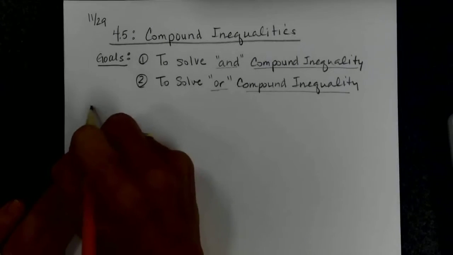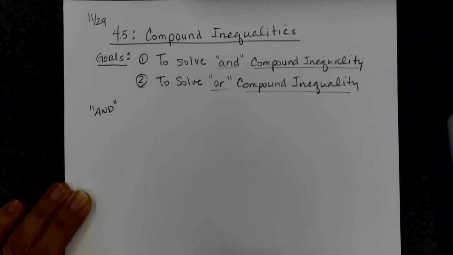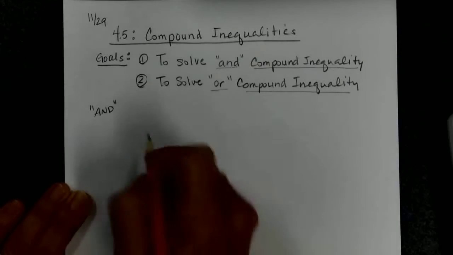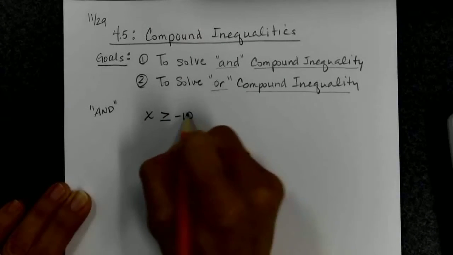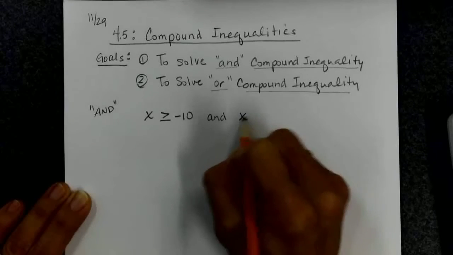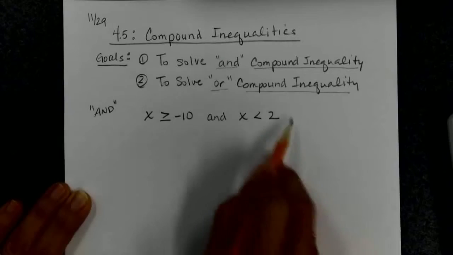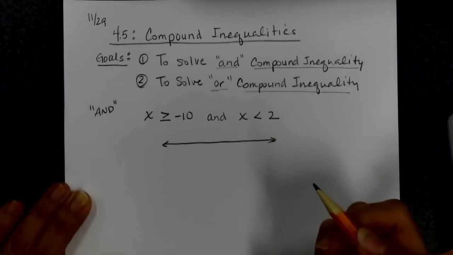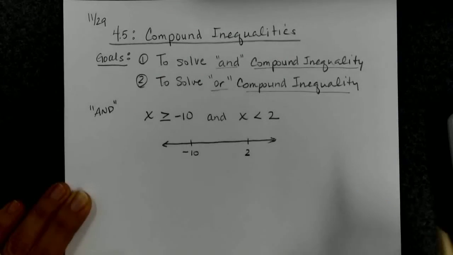So I'm going to start with "and." An "and" compound is when, as you're solving, the solution represents the solutions for both inequalities. So if I have x is greater than or equal to negative 10, and x is less than 2, I want these x values to meet both conditions. When I graph this, I'm going to graph it as one graph instead of two, and we are going to put negative 10 here and 2 here.